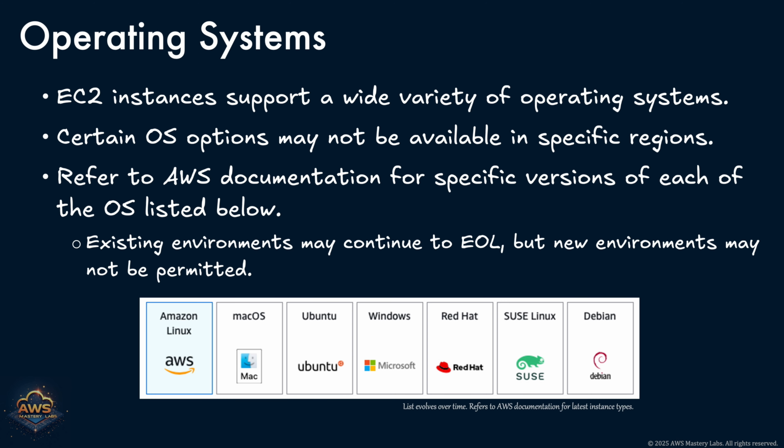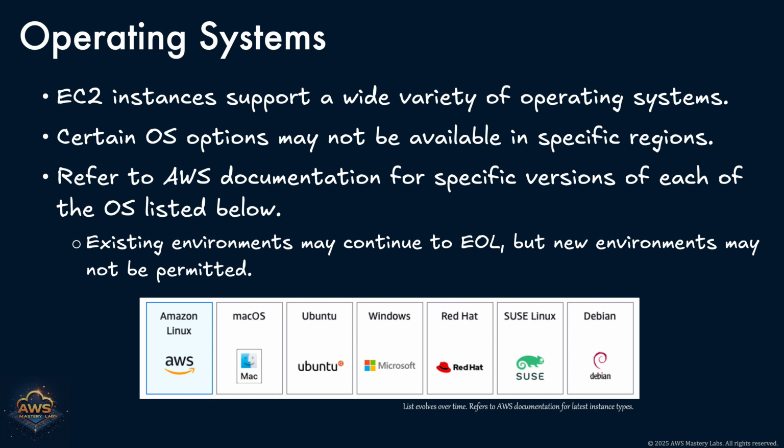Amazon EC2 provides broad support for various operating systems, OS, giving you the flexibility to choose the one that best fits your application requirements. EC2 instances can run popular Linux distributions, including Amazon Linux, Ubuntu, Red Hat, CentOS, and SUSE Linux, as well as Windows Server versions, including Windows Server 2016, 2019, and 2022.